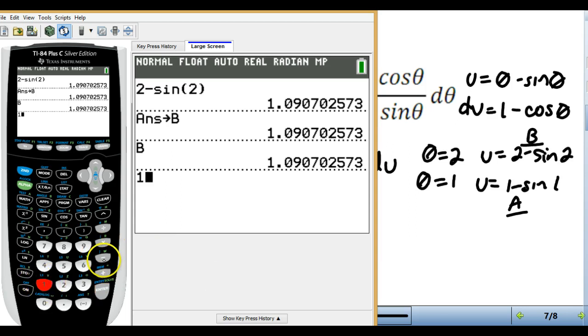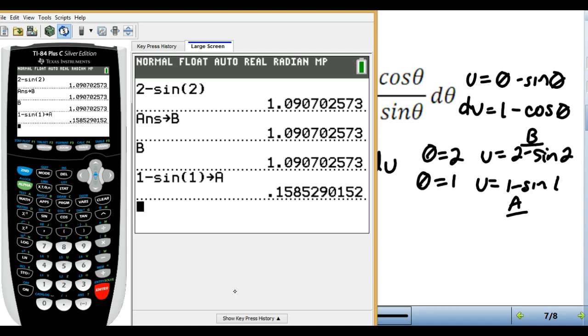Similarly, I want to get that other value, which I said that I wanted to store as A. You can do it all in one step if you want. Say store that as alpha A. Okay, so then when I come back, I can just use those letters to do the arithmetic for me.